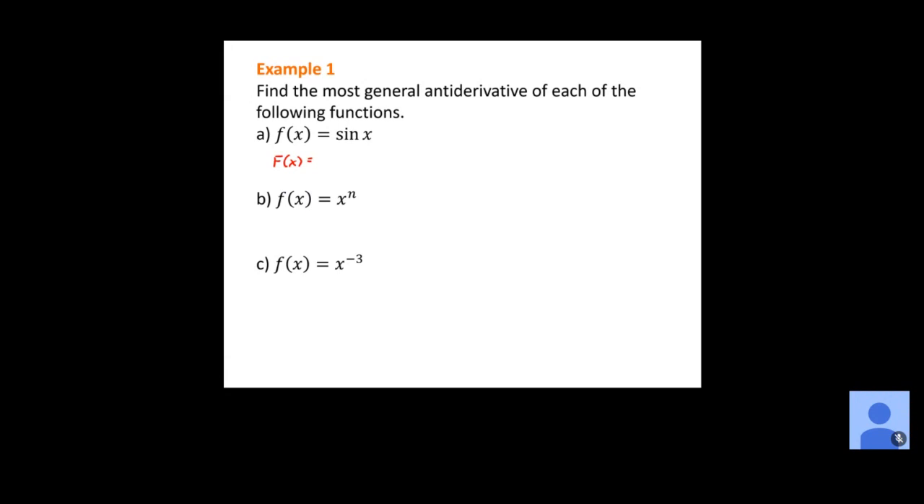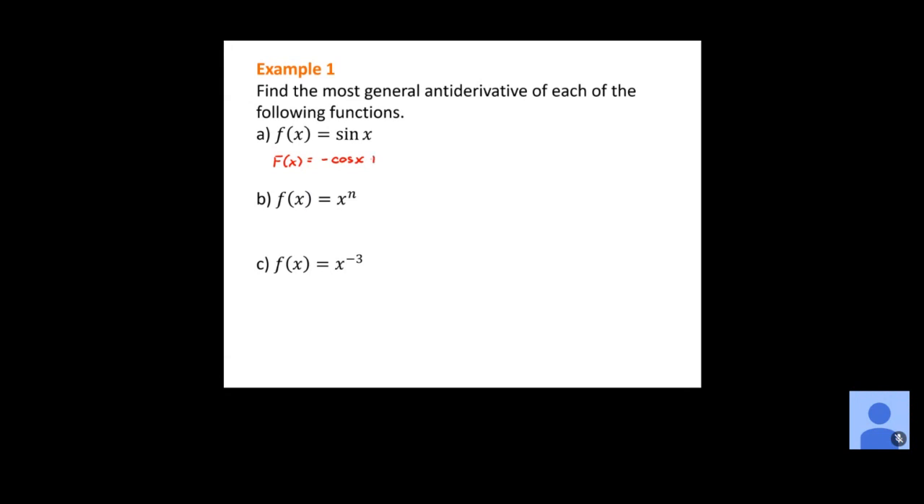It is going to be negative cosine x, because remember the derivative of just cosine would be negative sine, so we need to make it a negative now so that its derivative would give us positive sine. Now again, whenever we're looking for the most general antiderivatives, what else do we always have to remember to put on our antiderivatives now?